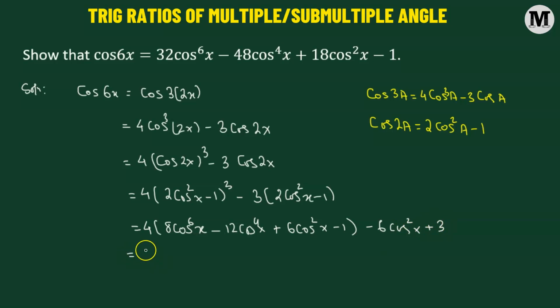Now let's further simplify. We're going to get 32 cosine x whole raised to the power of 6 minus 48 cosine of x whole raised to the power of 4 plus 18 cosine of x whole squared minus 1. So this is going to be the expansion of cosine of 6x, hence proved.